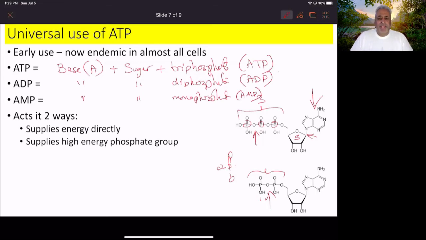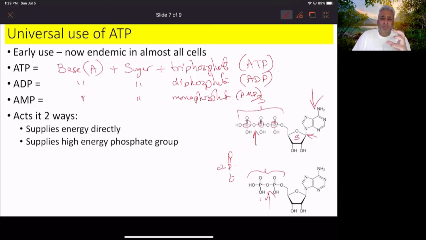Not all bonds are equivalent in chemistry. Some covalent bonds release more energy when they're broken than others. And in this particular case, because of the properties of the phosphate and the oxygens and being so negative, these bonds are special bonds. They're very high energy bonds. When you break these bonds, you release a lot of energy. Likewise, when you make these molecules, you have to have a lot of energy supplied into this.